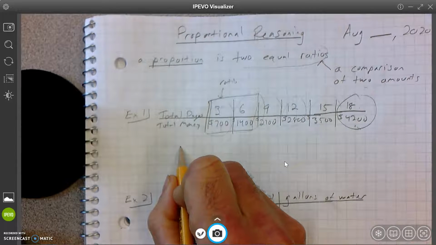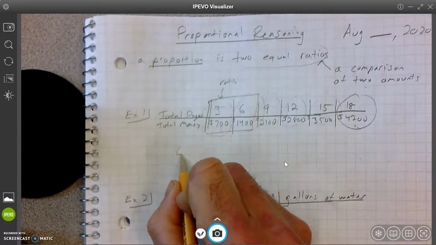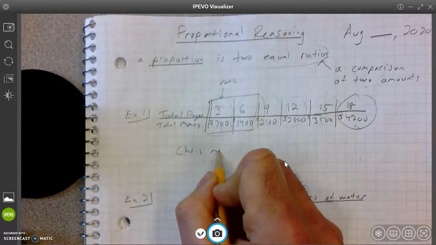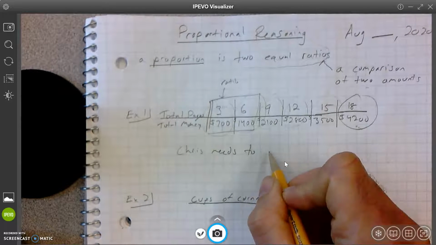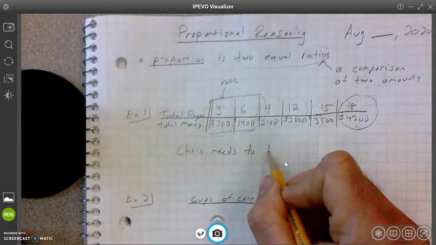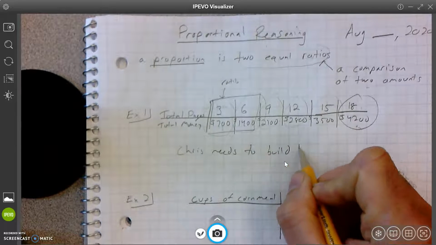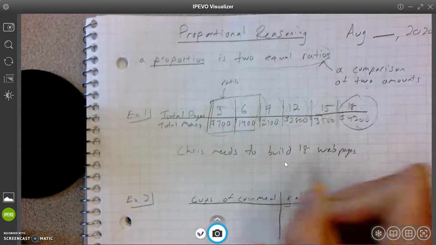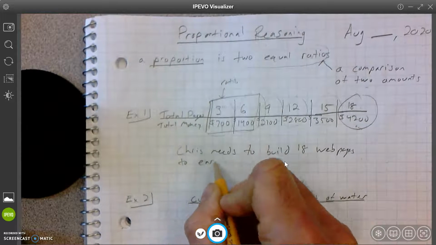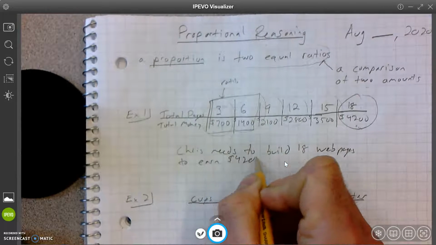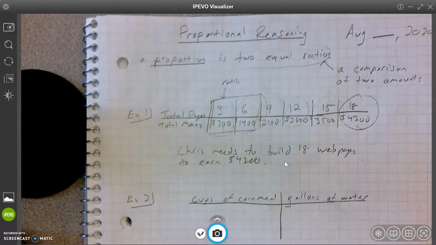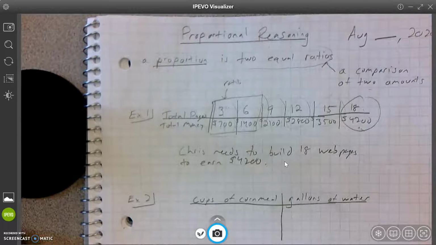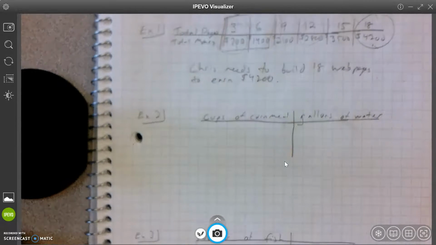So we have a complete sentence to write. So Chris needs to build 18 web pages to earn $4,200 and buy a sports car if you want to write. Or that's good right there. Okay? Cool. Let's do example 2.